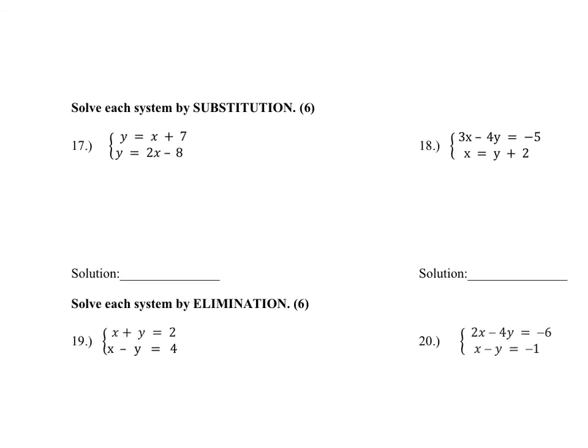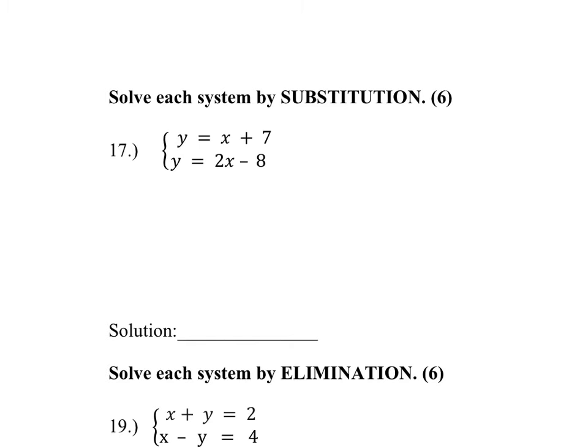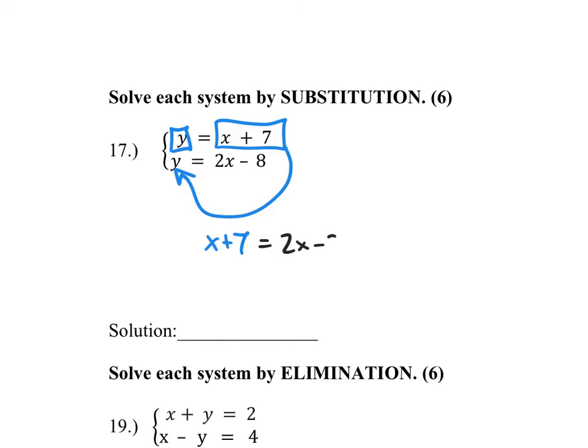So continuing on with systems of equations, now we're going to use substitution. And substitution is where you take what something is equal to. In this case, y is x plus 7. So I can replace this y with an x plus 7, and then have it be equal to 2x minus 8. And now, once I go through and solve this equation, we'll get that 15 is equal to x.